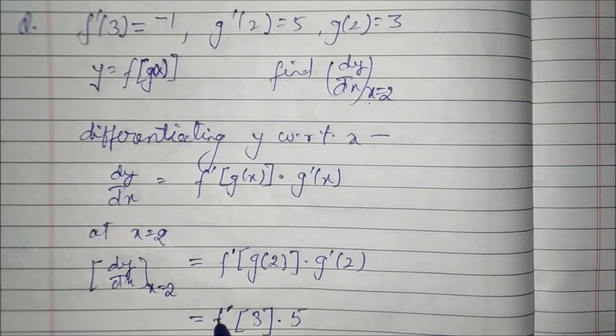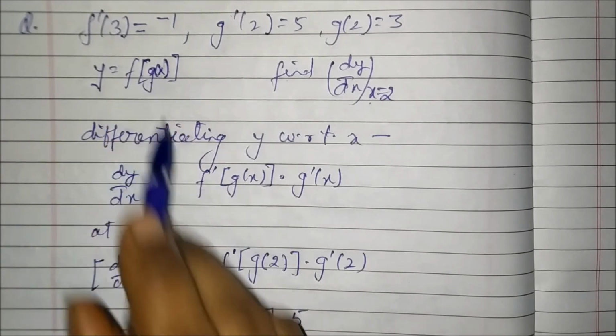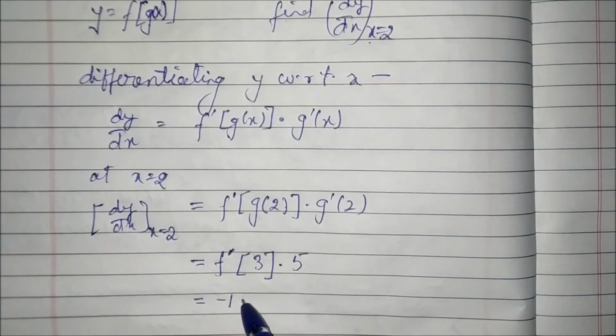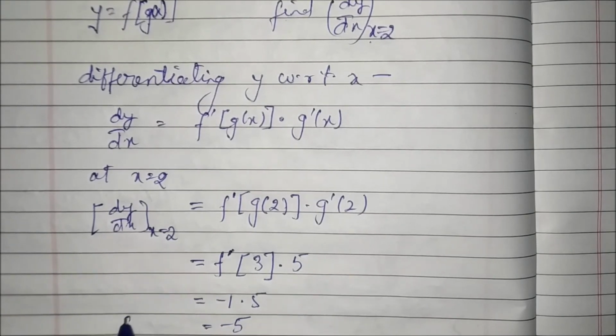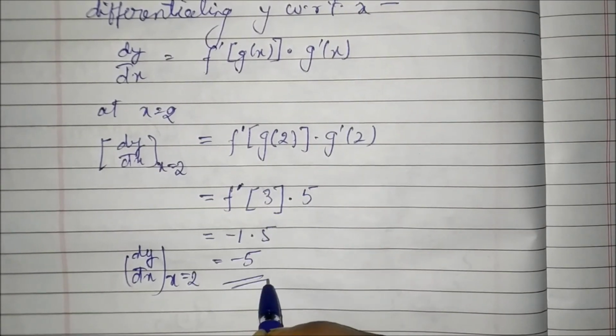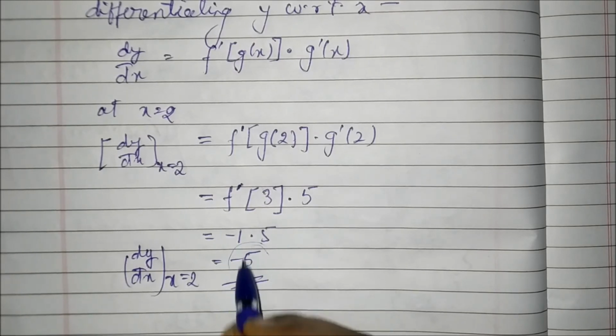And f dash 3 is given minus 1, so in place of f dash 3 we write minus 1 into 5. This is equals to minus 5. So dy by dx at x equals to 2 is minus 5. So the answer is minus 5.